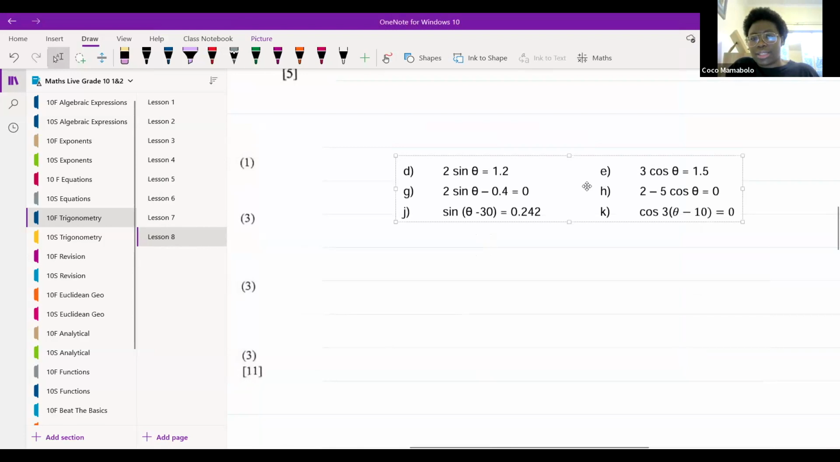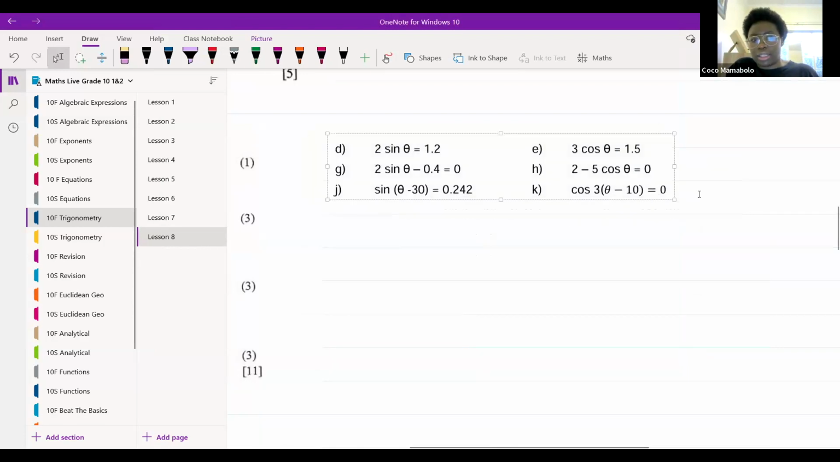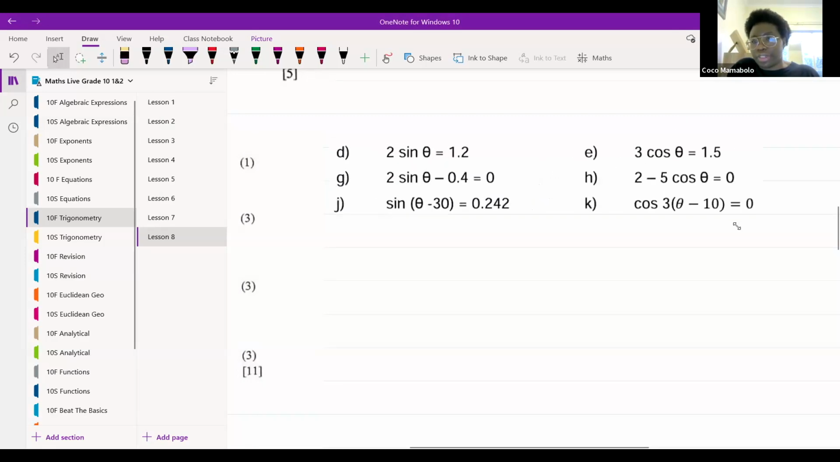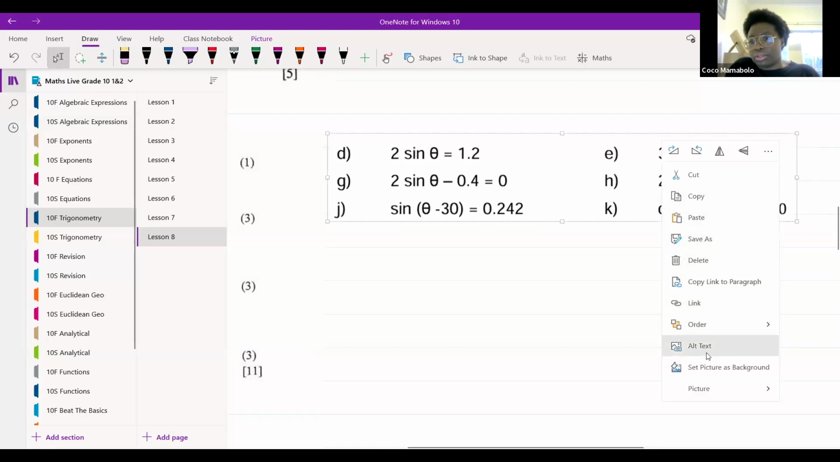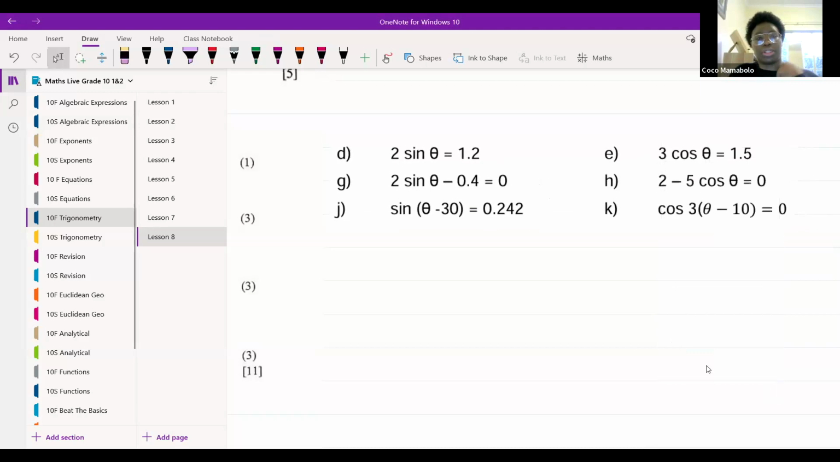All right, so let's start with question D and E. Okay, in this particular case, we're solving for theta. All right, so we know for a fact that theta is an angle. So we're going to have to click shift. Okay. Let's start with D.